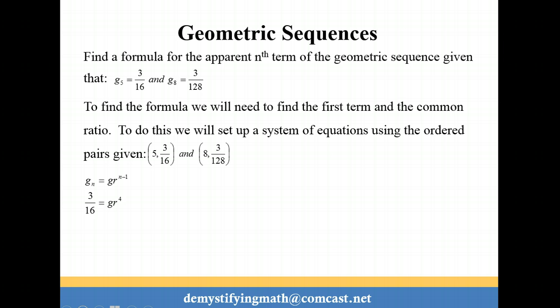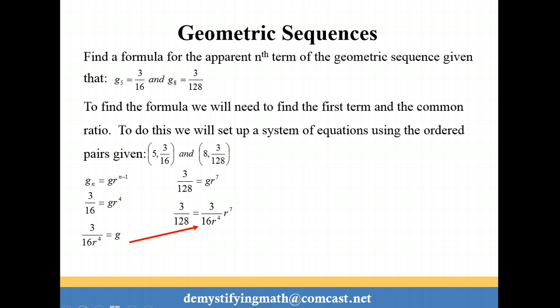So plugging into our formula, we plugged in the 5 for n and reduced it by 1 to get 4 for our exponent. And our output value is 3/16. So what we're going to do is isolate g. So we're dividing both sides by r to the fourth. Then we're going to do the same thing with the other ordered pair. We're going to set that equation up. So again, I reduced the exponent by 1, so we have r to the 7th, and our output is 3 over 128.